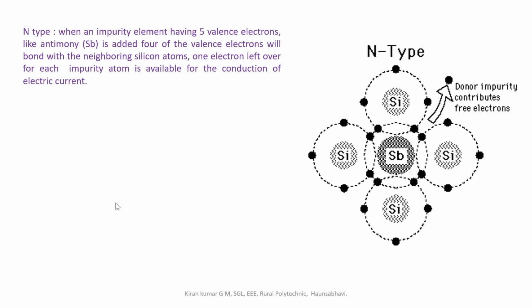In any of these extrinsic semiconductors, the total number of electrons and positive charges present in the resultant substance are equal. That is why, electrically, either a p-type substance or an n-type substance is always neutral.